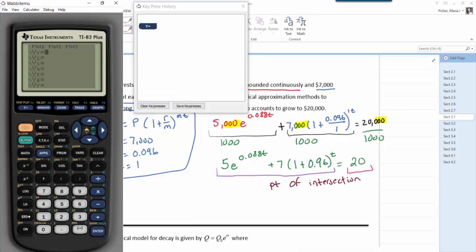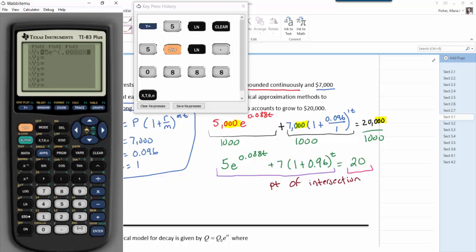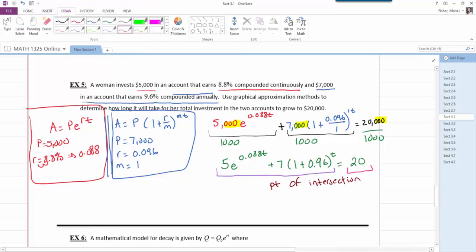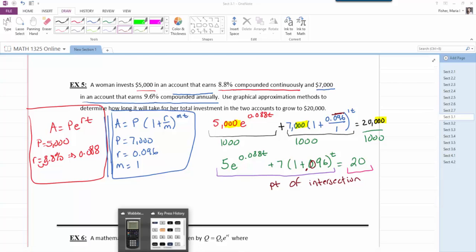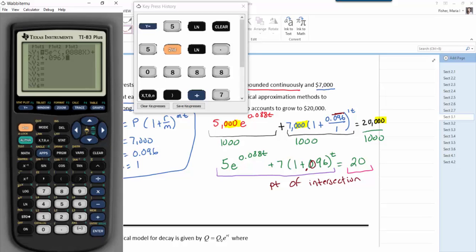In our y equals, for the first one, I'm going to write 5 times e raised to the 0.088, and I'm going to use x instead of t, plus 7 parentheses 1 plus 0.096. It should be 0.096. I apologize. So 1 plus 0.096 raised to the x. So that's my first equation.